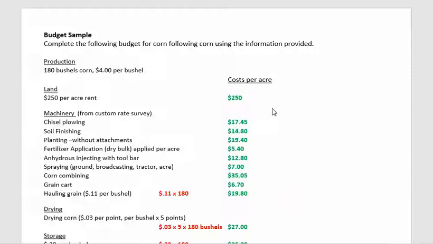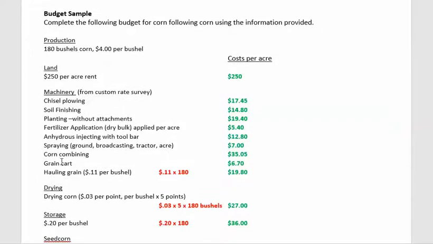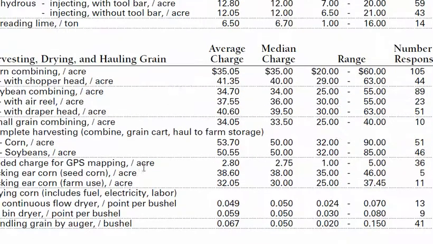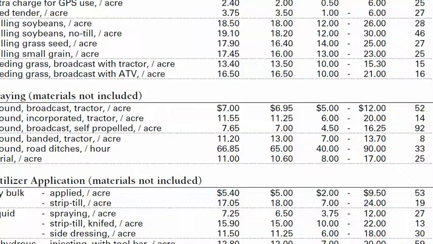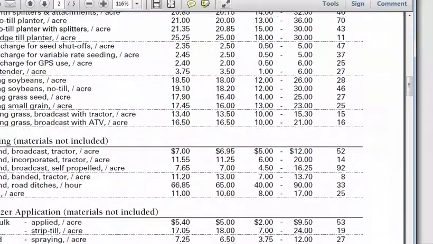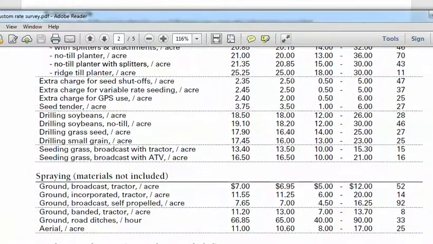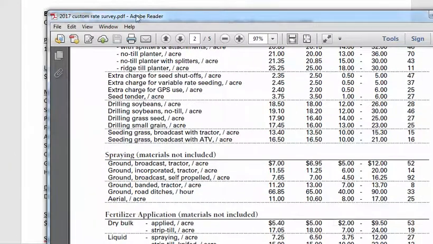What you see is that here we have a production of 180 bushel corn at $4 a bushel. We have land at $250 per acre rent, and then we had these machinery expenses. Now, what I have you do in this case, to save time, save a lot of agony, is to simply estimate your machinery costs by using the custom rate survey. And the custom rate survey should be in your packet.